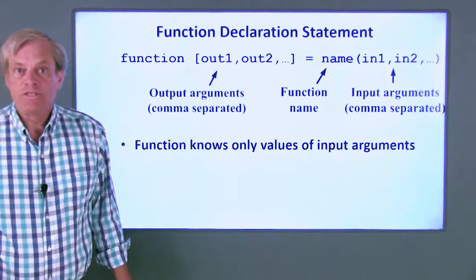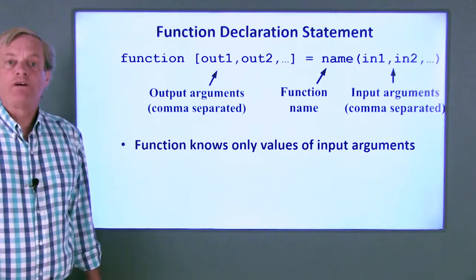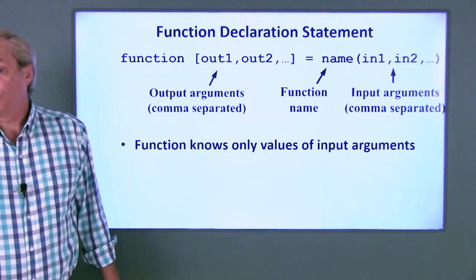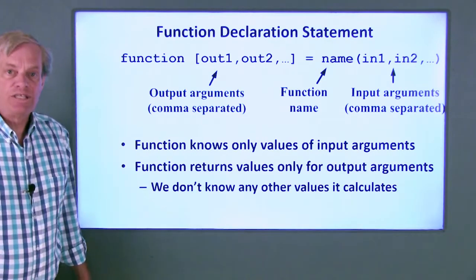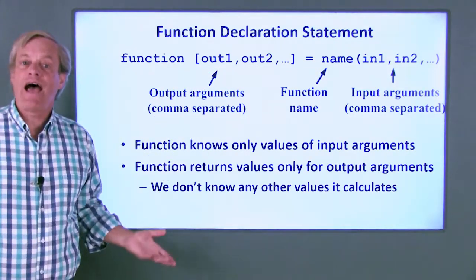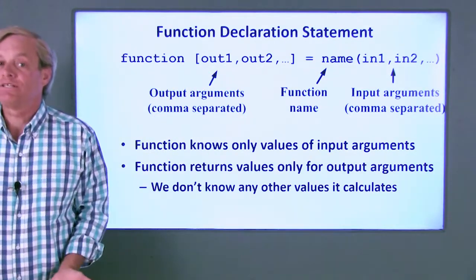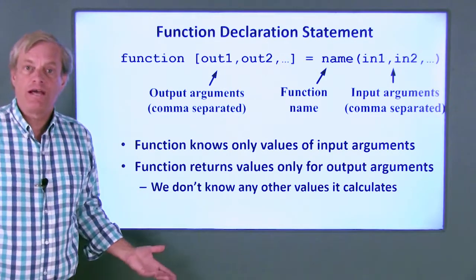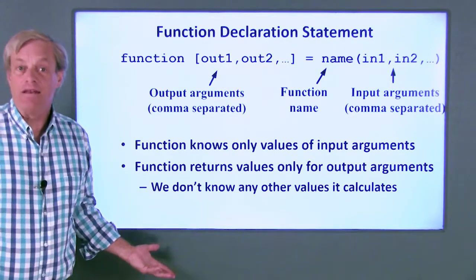This statement defines the input arguments. The list of variables in the declaration statement are the only variables that the function has available to it. The list of variables in the output argument list are the only variables that we have access to after the function is executed. Any other values calculated by the function remain hidden.